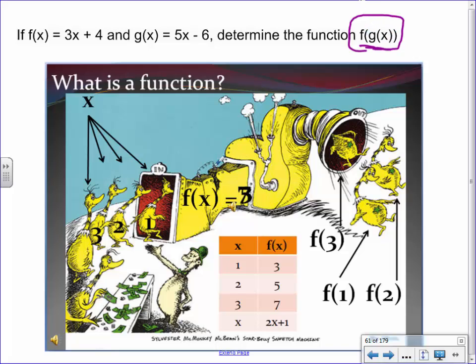I want to pause for a second. What is a function? I found this Dr. Seussy looking picture on there. Isn't a function written as f of x? Isn't that the way we write it? What does this notation mean?